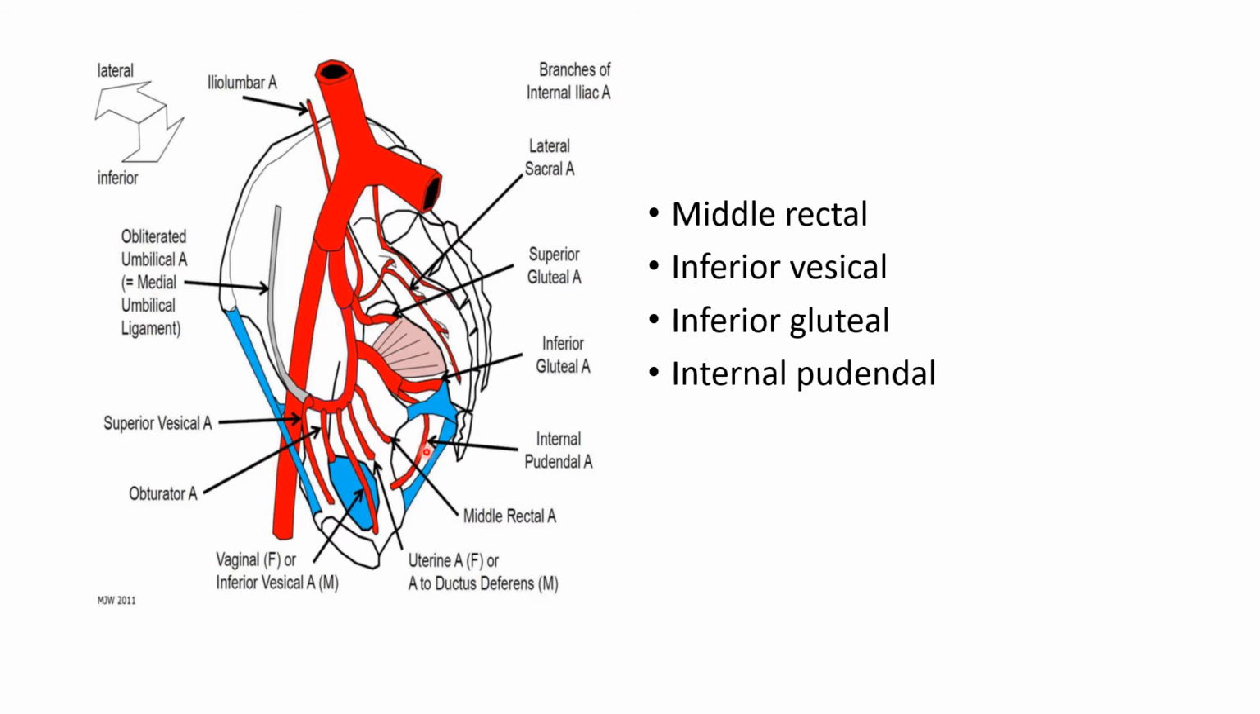Here you can see the internal pudendal artery, the middle rectal artery, the superior vesical artery, the inferior vesical artery, the obturator artery, and the obliterated umbilical artery. The umbilical artery later degenerates to form the medial umbilical ligament, and it is continuous with the internal iliac artery.